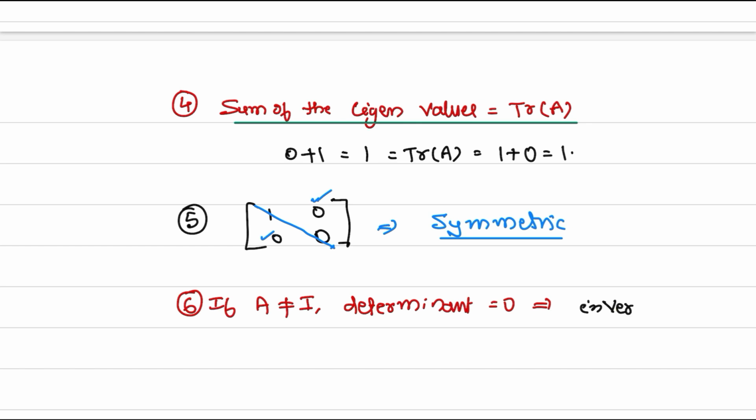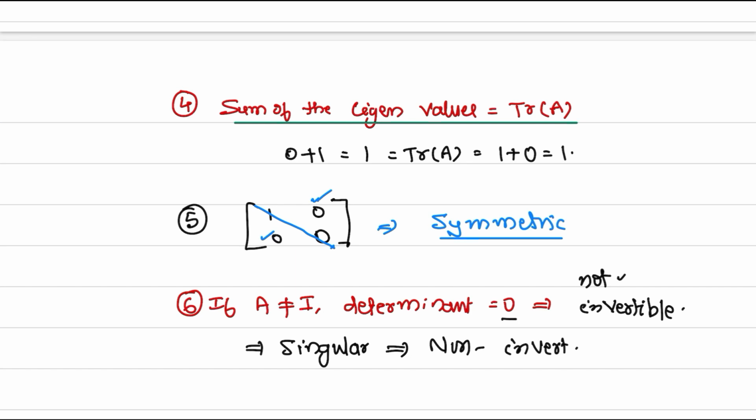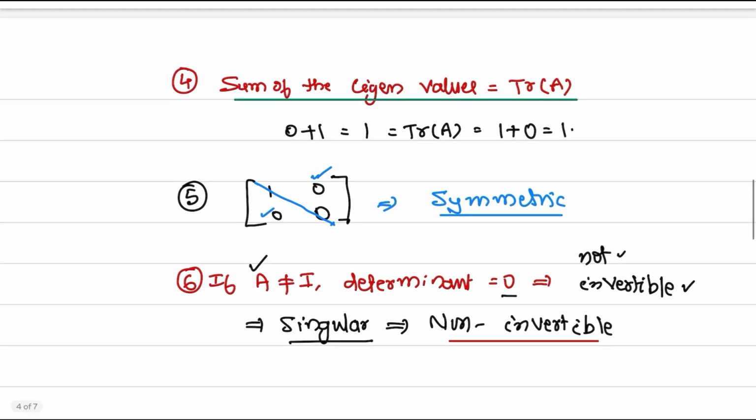It is not invertible, or it is singular. Singular means non-invertible. We cannot invert it because determinant is equal to 0. Not invertible. Non-invertible means singular. Provided A is not equal to I, because that's what is asked for us.